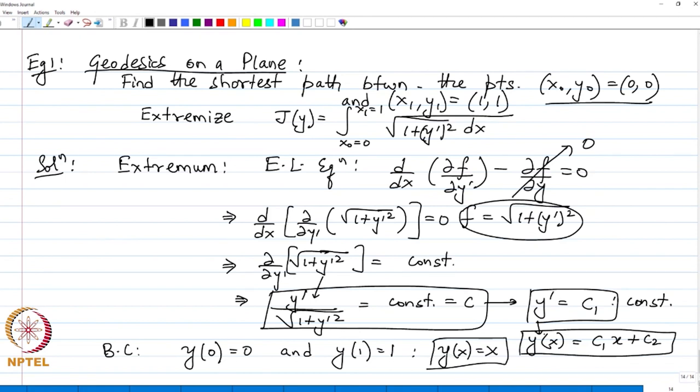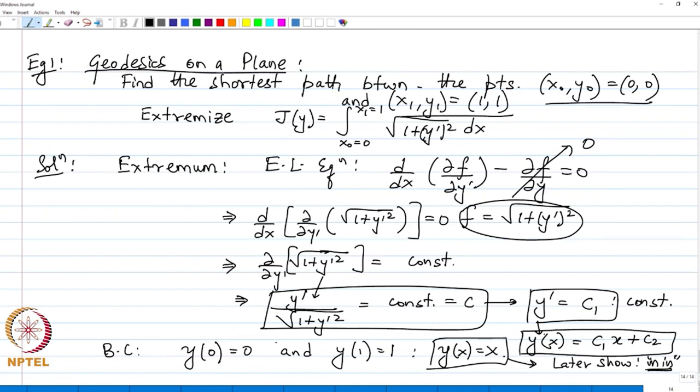Okay. So right now we have shown that the extremal is a straight line. We have not mentioned whether this extremal is a maximum or minimum. We will later show that this is a minimum, when we talk about the sufficient conditions of the functional for finding the extremal of the functional.